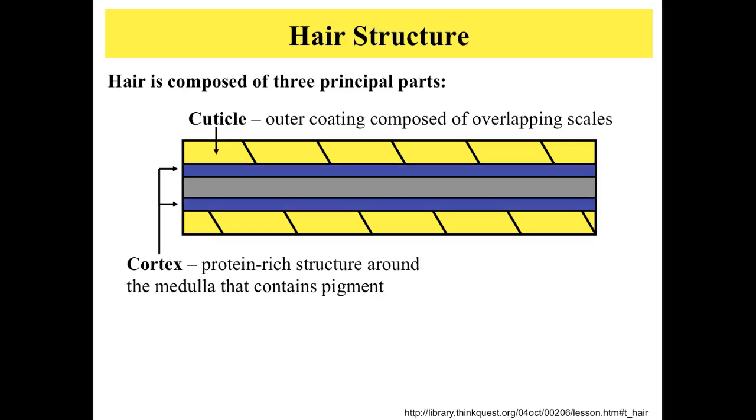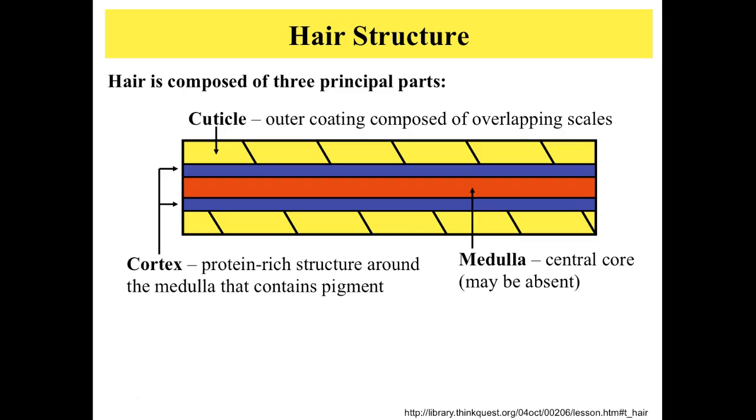Next, we have the cortex, which is a protein-rich structure around the medulla that contains the pigment. The cortex is the middle section and the longest or largest section of the hair, and it shields the medulla and contains all the color pigments. Here's the medulla, which is the central core of the hair. It can be present in a variety of patterns and thicknesses that can aid in identification.